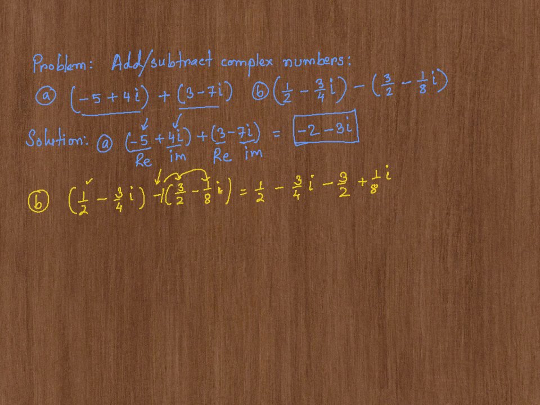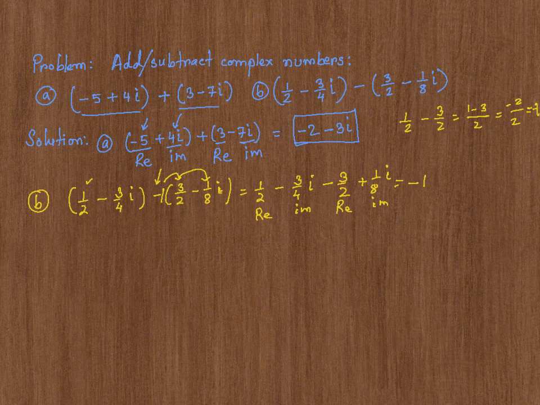Anyway, so now this is my real part, and this is my real part. I need to add these two. This is my imaginary part, and this is my imaginary part. So I need to add these two. If I add the real parts, I get 1/2 minus 3/2, which is 1 minus 3 over 2, which is negative 2 over 2, which is just negative 1. So it's going to be negative 1.